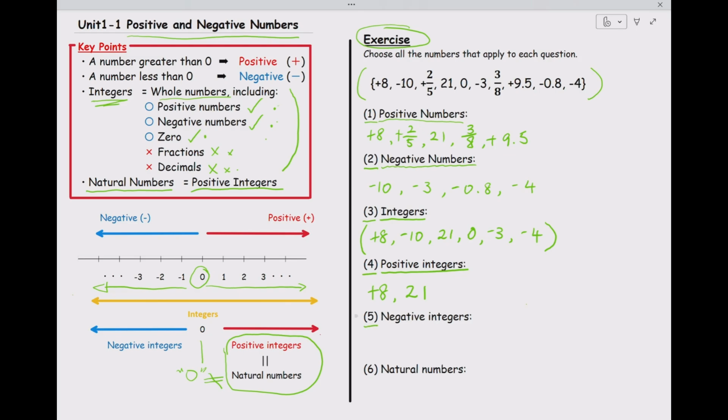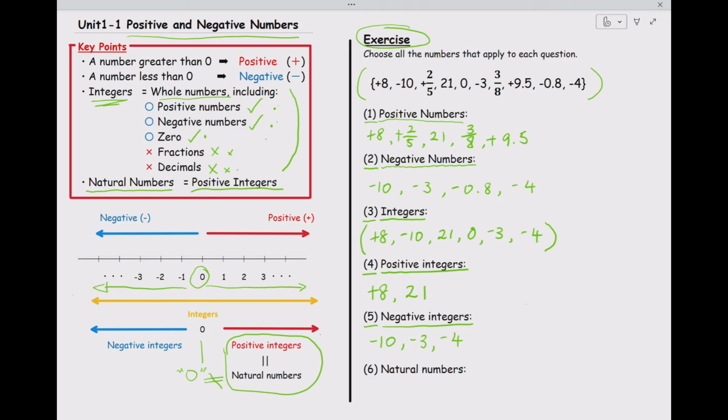Number 5. Negative integers. Just choose the ones that have a minus sign from the integers list. So, the answer is minus 10, minus 3, and minus 4.